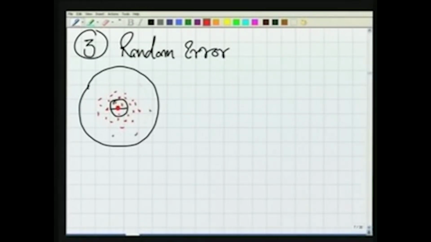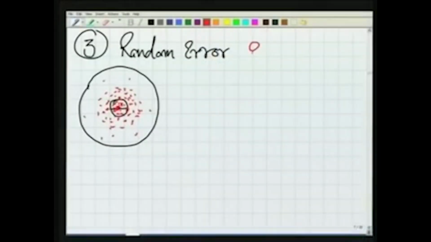Okay, maybe some are farther also, but most of them will be nearer. Now this is a very interesting observation. What we see here, these bullets are spread throughout my bull's eye, while more of them are concentrated in the bull's eye and fewer are in the outer periphery.